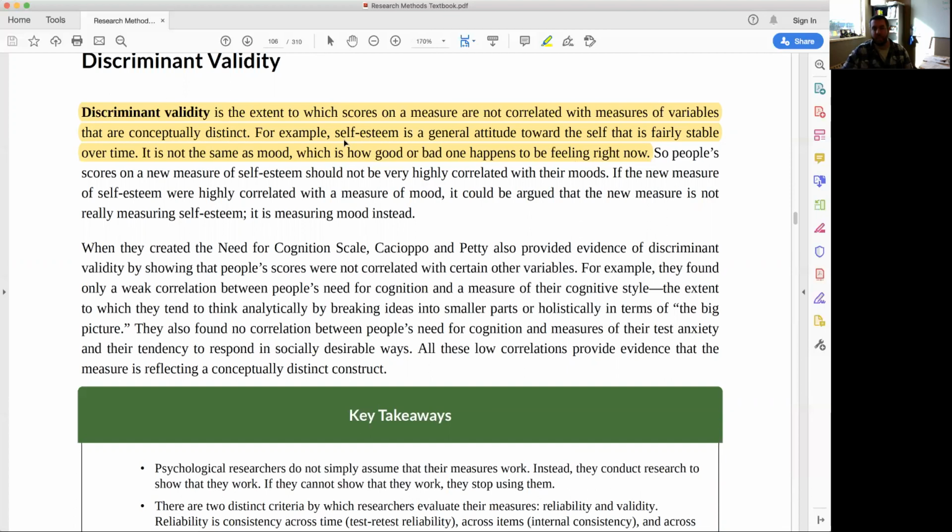Example, your textbook uses self-esteem as a general attitude towards the self that is fairly stable, which is not the same as a mood, which is how good or bad one happens to be feeling right now. So people's scores on a new measure of self-esteem should not be very highly correlated with their moods ideally, because one's an attitude and a mood is how you're currently feeling. If they happen to be highly correlated, it would raise some concern, right? I wouldn't say that it is invalid, but you'd want to then go and do some more research on, all right, why is this happening? To see, is it my test, is it other tests, things like that.